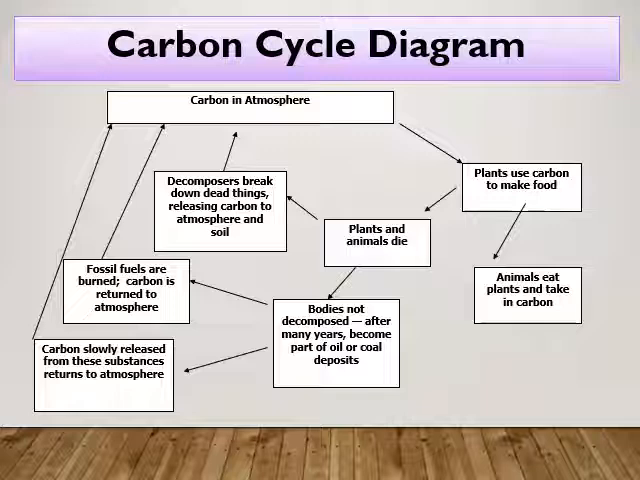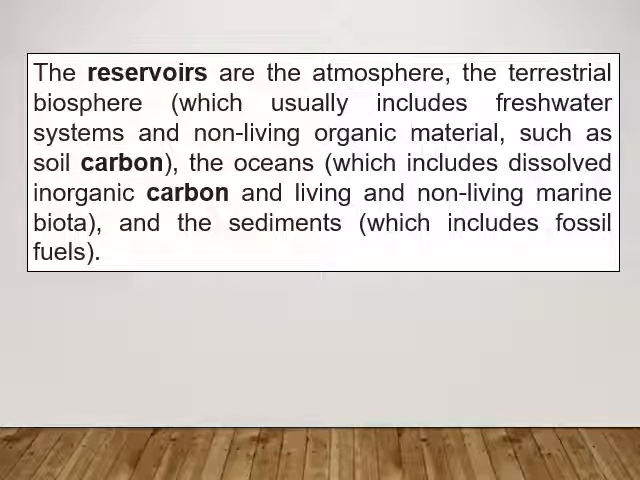Plants and animals die. Then either decomposers break down these things, releasing carbon to the atmosphere and soil, or bodies not decomposed after many years become part of oil or coal deposits. Then, either fossil fuels are burned and carbon is returned to the atmosphere, or carbon is slowly released from these substances and returned to the atmosphere. What do we mean by reservoirs?